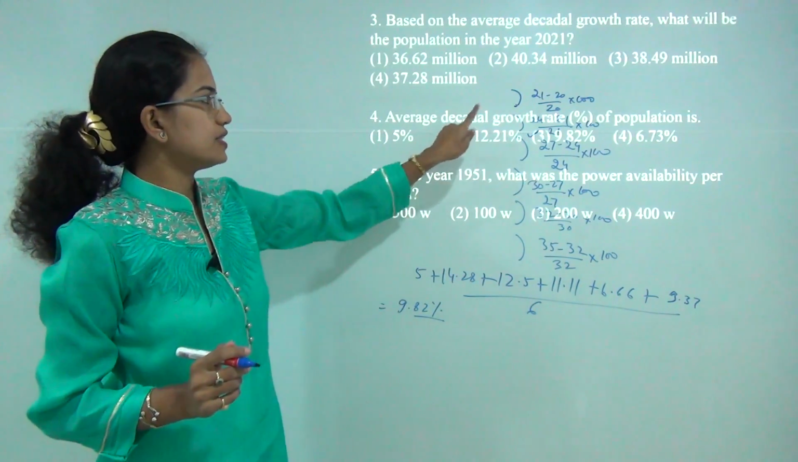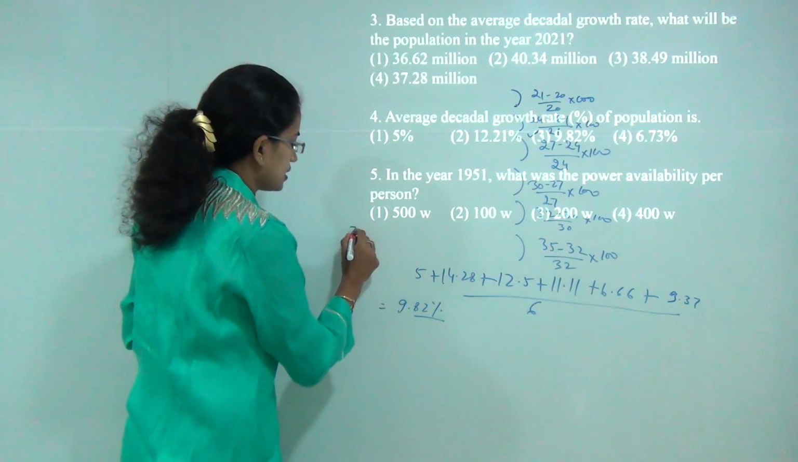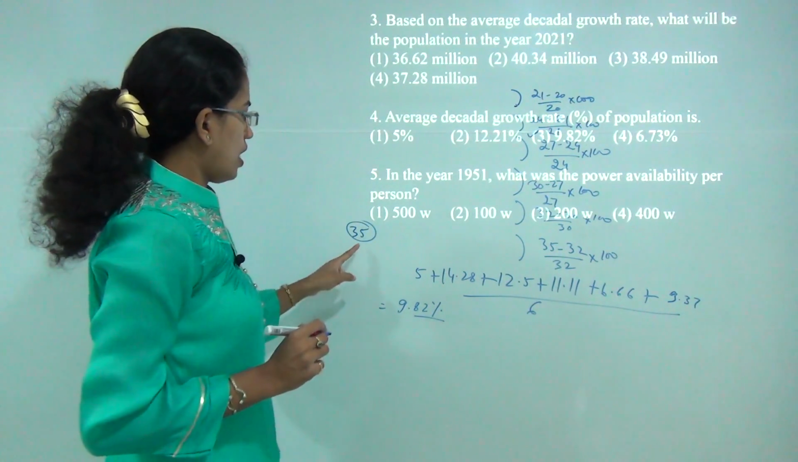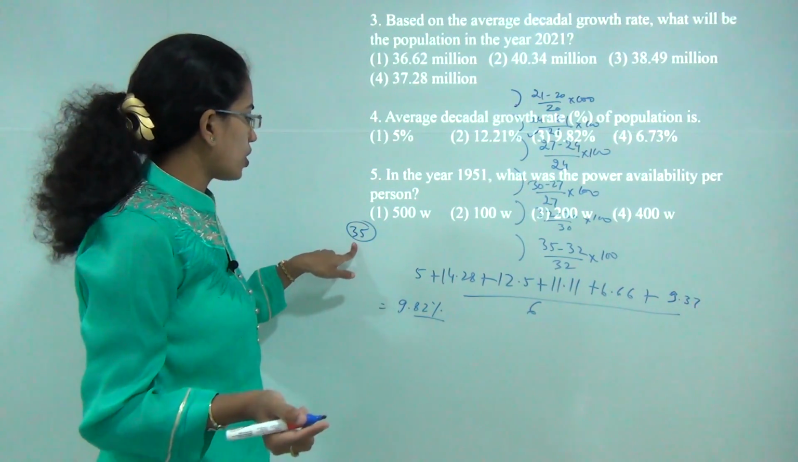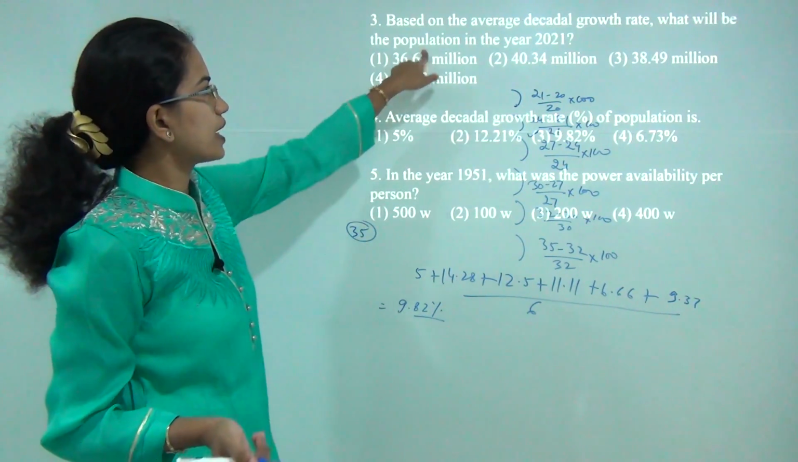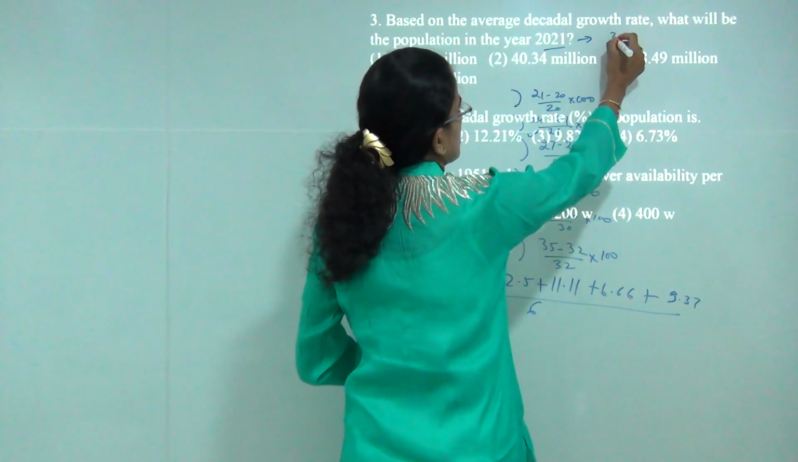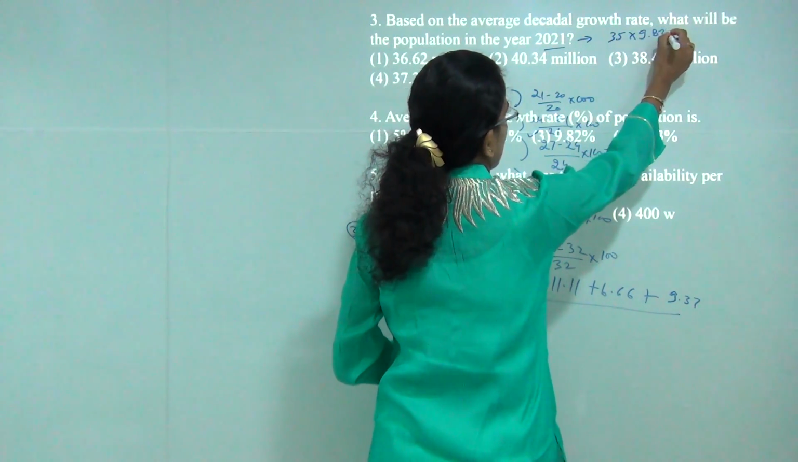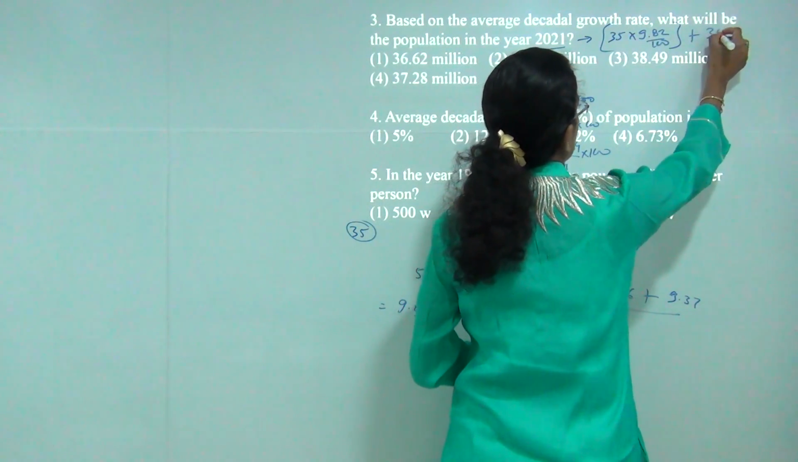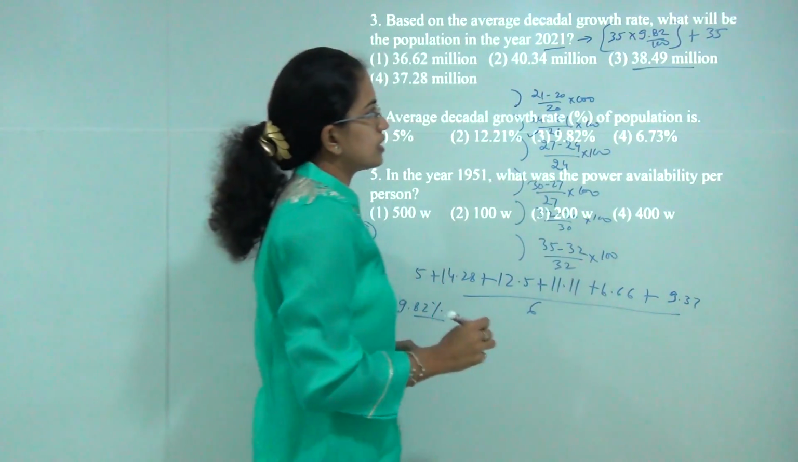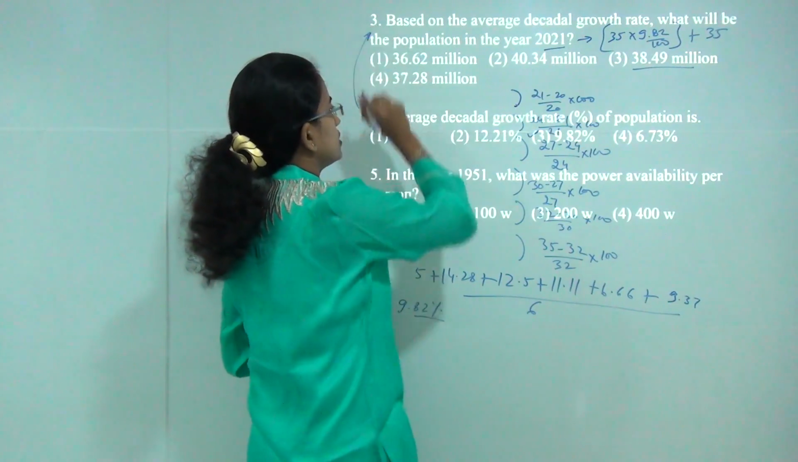Now I have the average decadal growth rate of the population, that's 9.28. I know the population for the last year, that was 35 million. So I'll find a growth rate of 9.28% on the last value, that's 35, to get the prediction for the year 2021. So what I do is 35 multiplied by 9.25. So I calculate the percentage, and whatever value I get, I add it to 35. So the answer would be 38.49 million. So once we are done with this question, then we can solve this question.